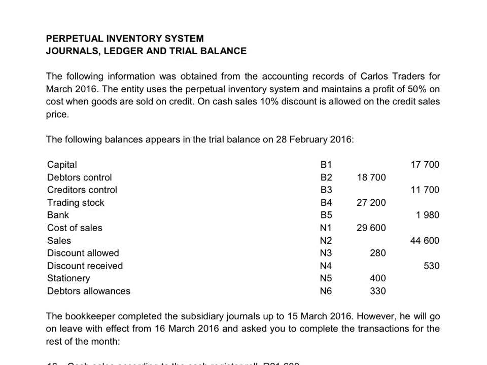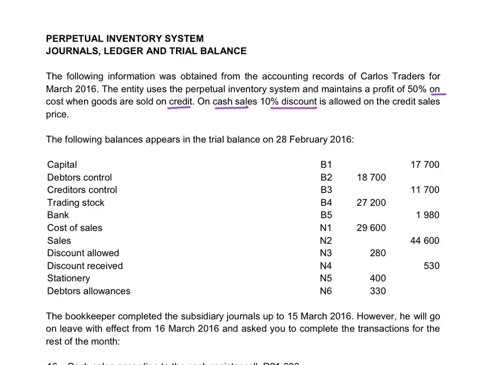If the profit is on cost price, then the cost price is 100%, profit 50%, and sales price 150%. They will make a profit of 50% on cost when goods are sold on credit. On cash sales, 10% discount is allowed on the credit sales price. So in the credit sales, we will charge them a profit of 50%, and if they buy cash, we will give them discount on this credit sales price.